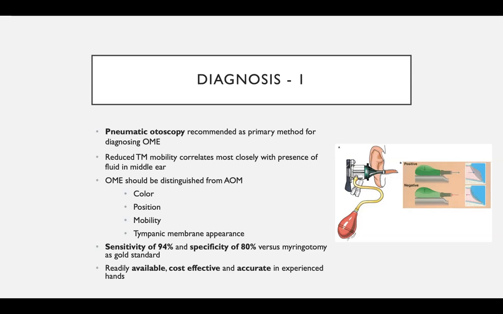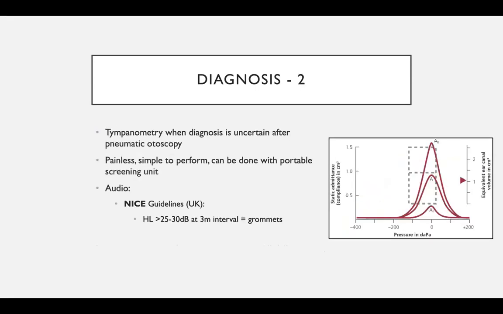Pure pneumatic otoscopy has a sensitivity of 94% and specificity of 80% versus myringotomy as the gold standard. And it's obviously far less invasive, readily available, cost effective, and very accurate, and we should all be proficient in this. And then in terms of audiological testing, tympanometry should be done when the diagnosis is uncertain, after you've attempted pneumatic otoscopy.